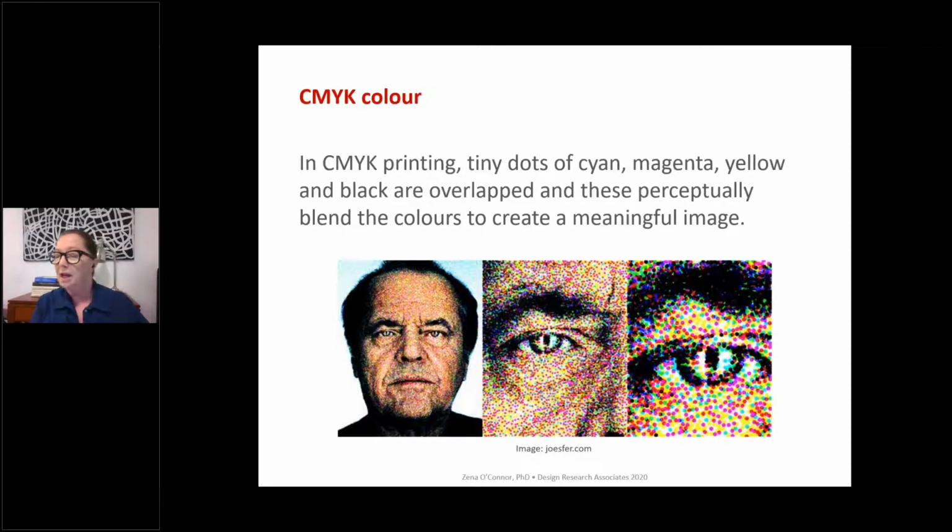With CMYK, tiny dots of cyan, magenta, yellow, and black are overlapped, and these perceptually blend to create the colours that we see in a meaningful way. In this image, a close-up of the eye reveals the cyan, magenta, yellow, and black dots. And these, when seen from a distance, become perceptually combined to convey the impression of skin and hair colour.